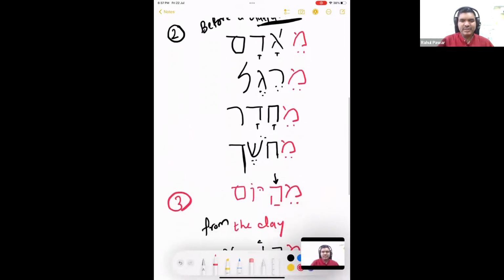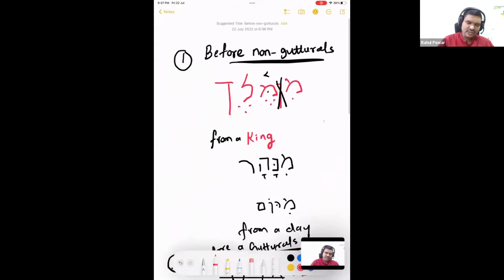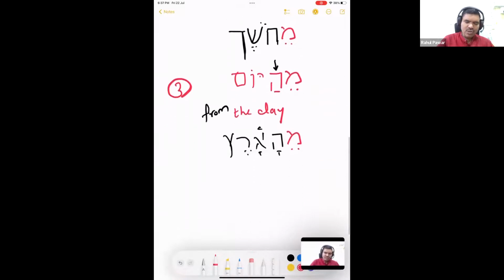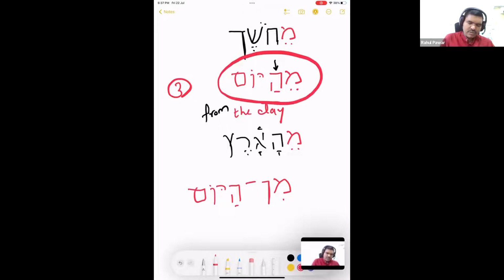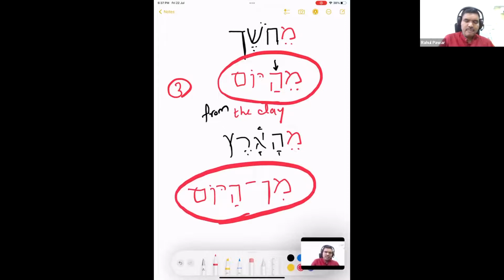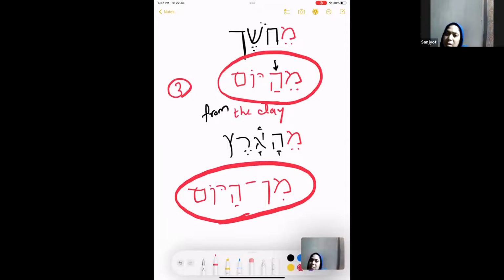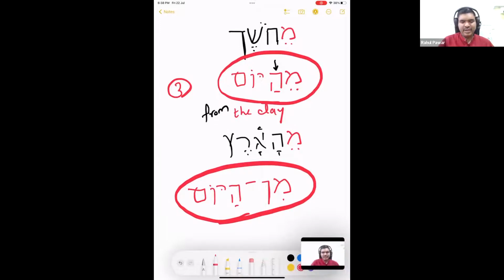So I think this is very clear. As I told you, this preposition min is attached with makhef also. See these two examples. Me-ha'aretz, you can also write min ha'aretz. Mehayom, you can also write min hayom. This also you can write. But what is the difference between these two? Here I have attached makhef and here it is according to the rule.